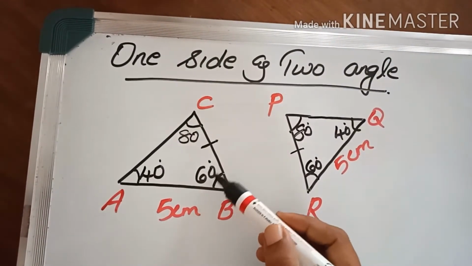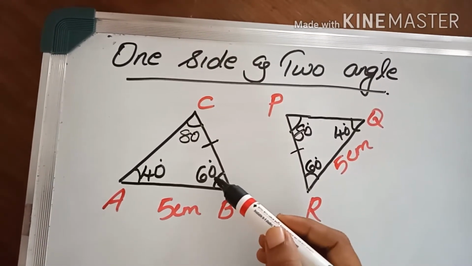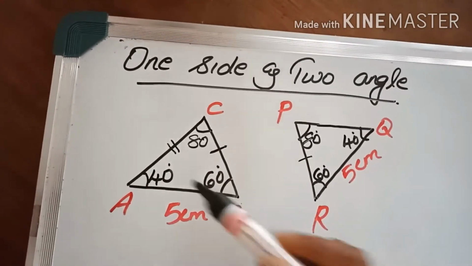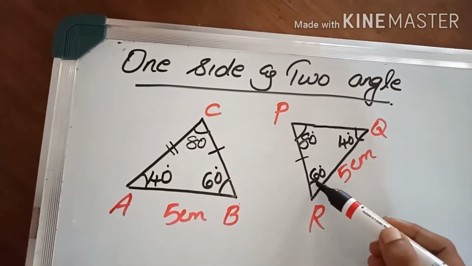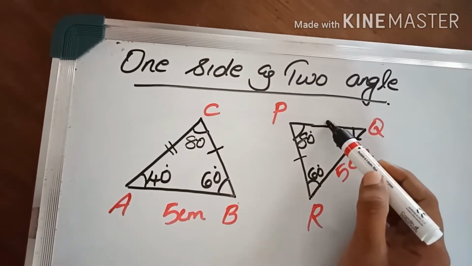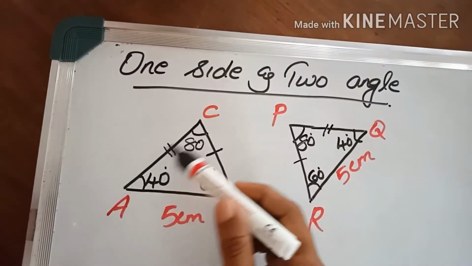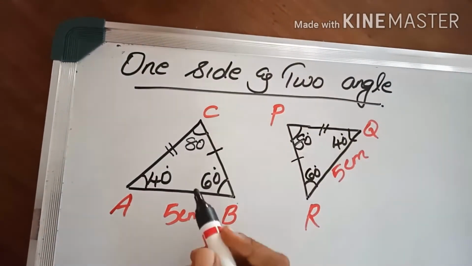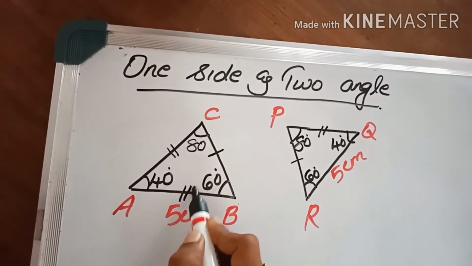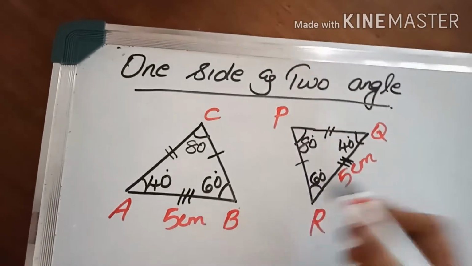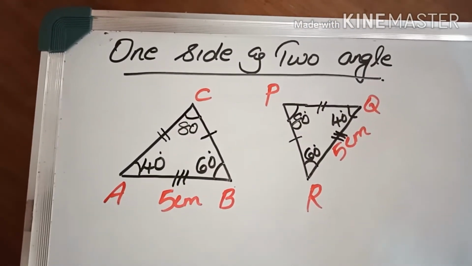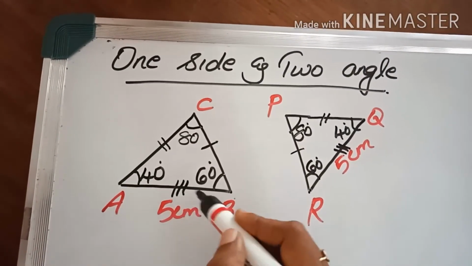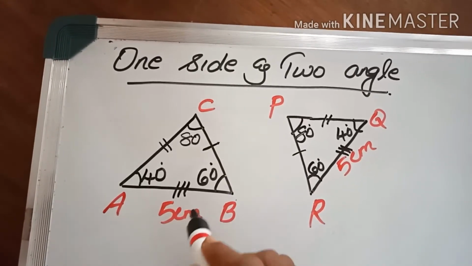Now consider the second angle, 60 degree. For the first triangle, 60 degree's opposite side is AC, the second side. Here 60 degree's opposite side is PQ, which we can consider as the second side. So the measurement of AC is the same as the measurement of PQ. Now the third side, opposite 80 degree, is 5 centimeter, which we already know. Both are equal. So this is the concept: if one side and two angles at the end, these two angles must be at the end of the given side.